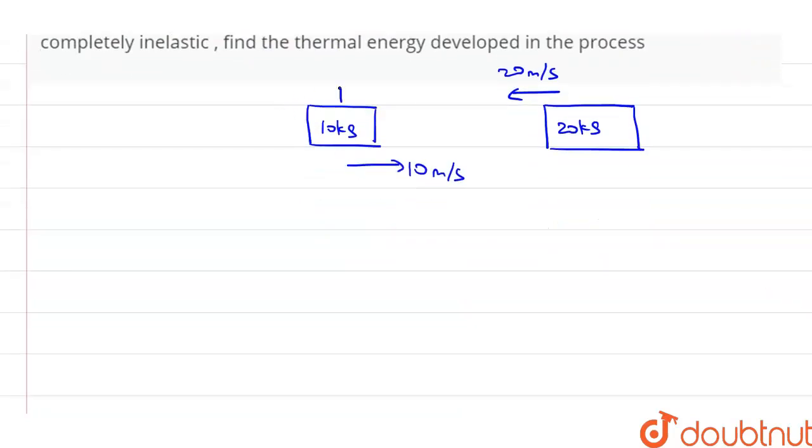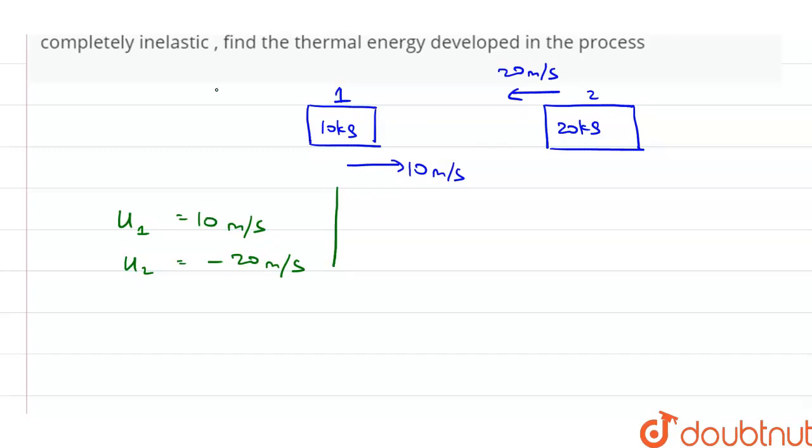Therefore, let this be mass 1 and this be mass 2. Then the initial velocity u of mass 1 will be 10 meter per second, and the initial velocity of mass 2 will be 20 with a negative sign, minus 20 meter per second, since it's going in the opposite direction.